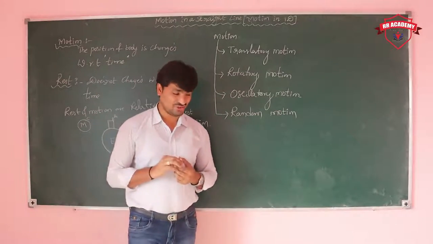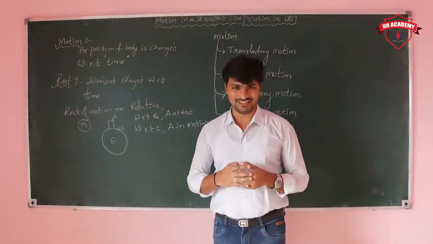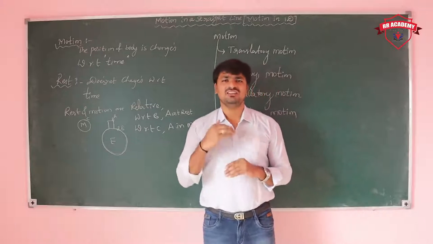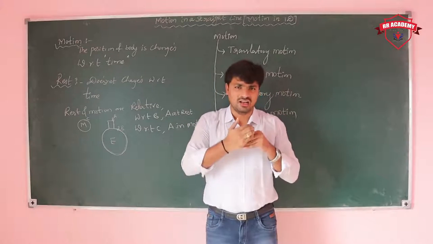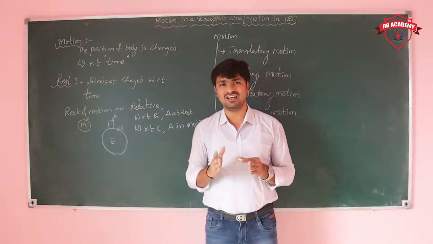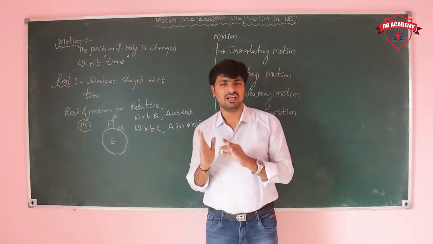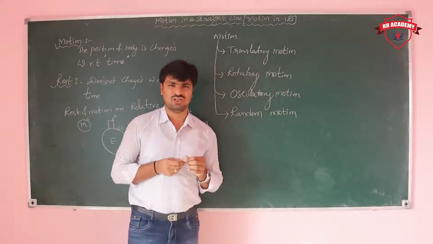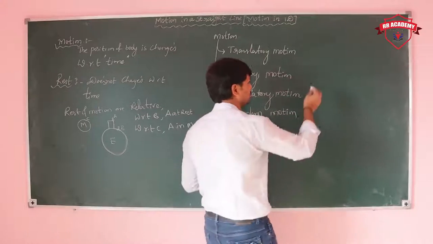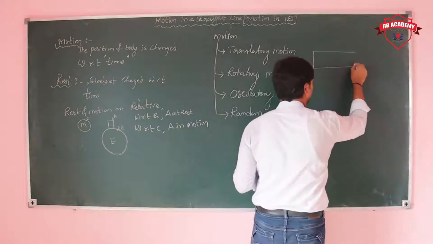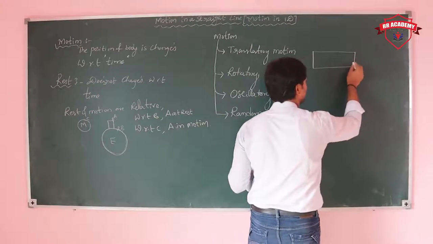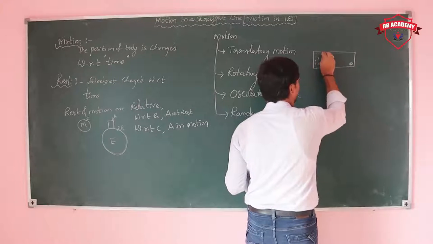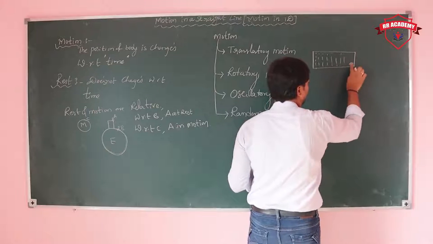What is translatory motion? Now we are going to discuss this, the main important one. Translatory motion is nothing but the motion of a particle in a particular direction. It may be 1D or 2D, but it should have a particular direction. I'll give one example. Here I am considering a bus. The bus contains 60 passengers and one driver.